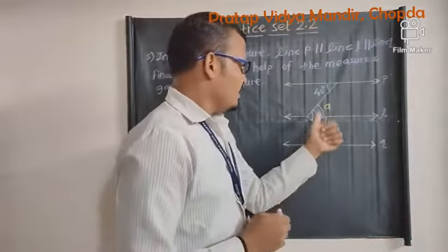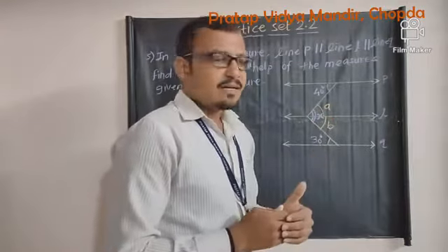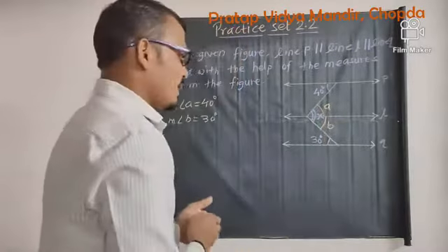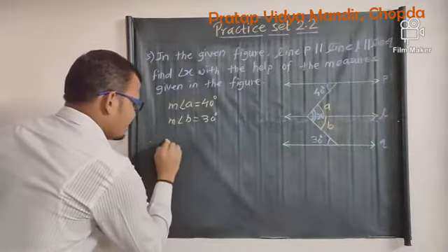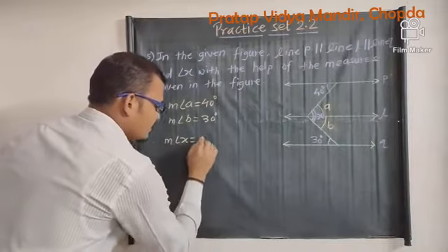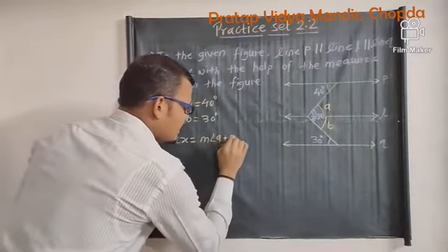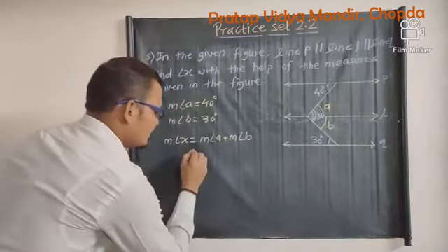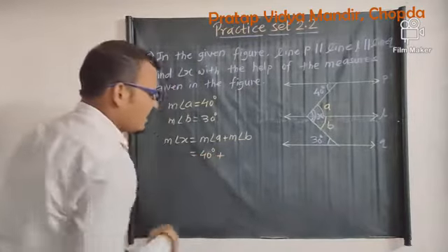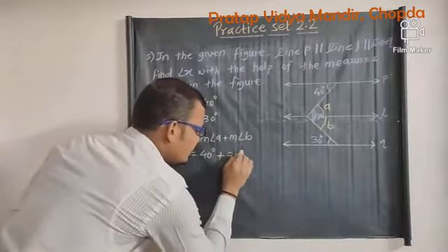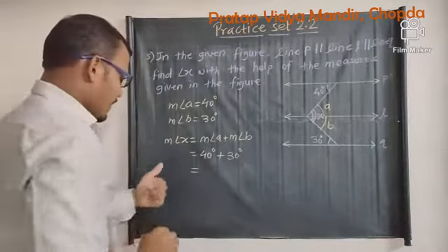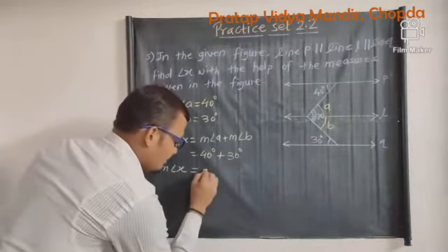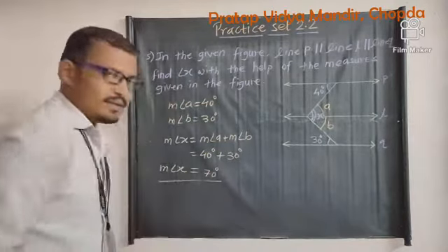And here angle X is nothing but the sum of these two angles, that is angle A and angle B, and hence measure angle X is nothing but the sum of measure angle A plus measure angle B. And here measure angle A is clearly 40 degrees and measure angle B is 30 degrees. So measure angle X is nothing but 40 plus 30, 70 degrees.